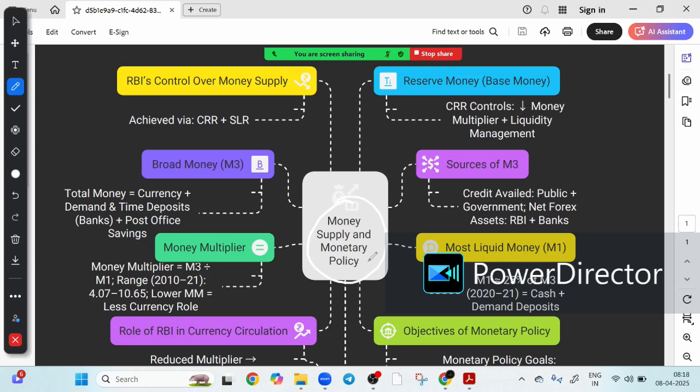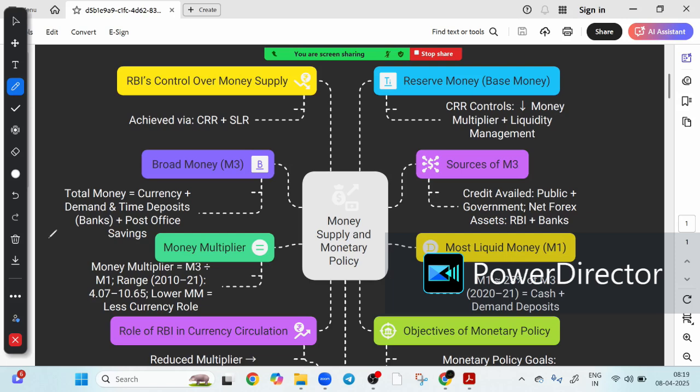So first thing we have is reserve money, or base money. Reserve money, also called base money, is the foundation of it. What does it include? It includes RBI control mechanisms like CRR, the cash reserve ratio. It is a tool that helps manage liquidity and keep inflation in check by controlling how much banks can lend. How much banks can lend, based on that, CRR controls liquidity management.